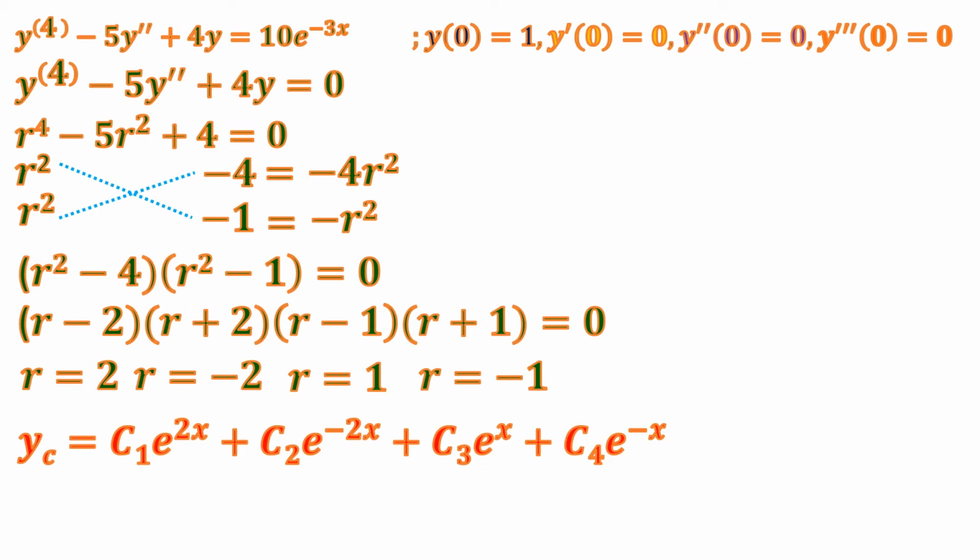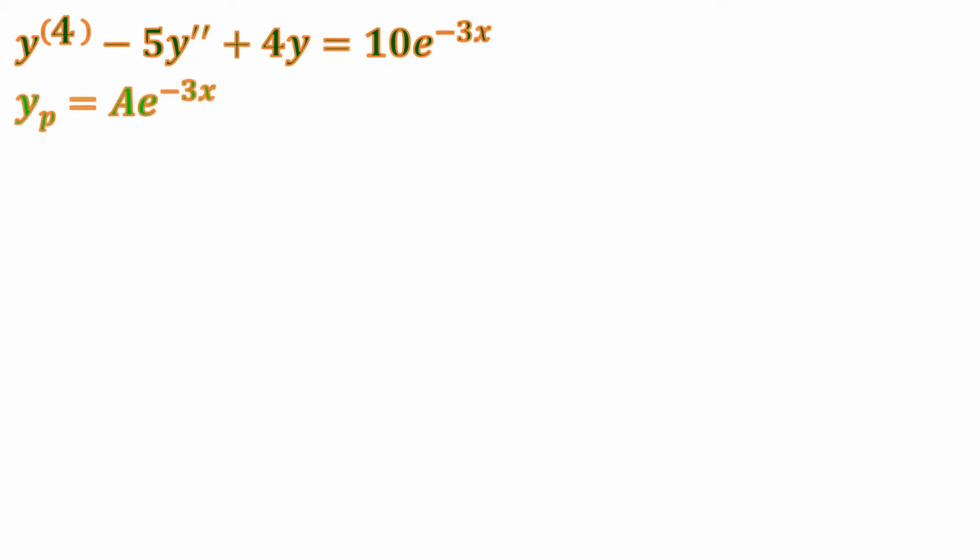So that's our yc. Now for the yp, we're gonna go back to the given, and then we're gonna have the yp, which is equal to whatever is the form of the right expression, which is 10e to the negative 3x. So the expected yp will be ae to the negative 3x. So we don't know what's the constant a, and we're gonna solve that. So let's have the y prime of ae to the negative 3x. That's ae to the negative 3x times the derivative of the exponent, negative 3.